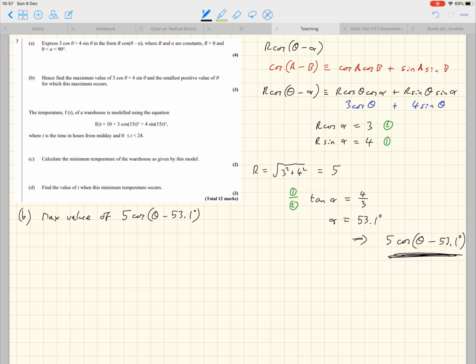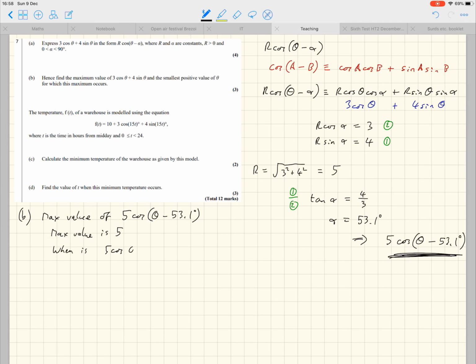Now, if you plotted a graph of that, it's just going to go between 5 and minus 5, because it's 5 lots of cos theta. Now, the cos part of this simply oscillates between minus 1 and 1, and therefore 5 times that is going to oscillate between minus 5 and 5. So max value is 5. Simple as that.